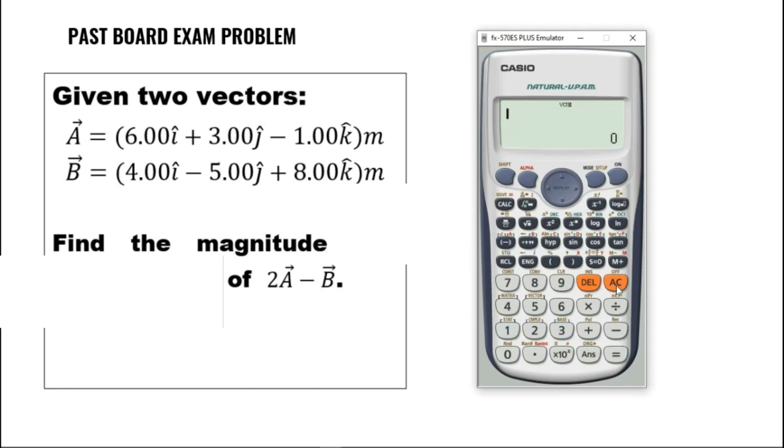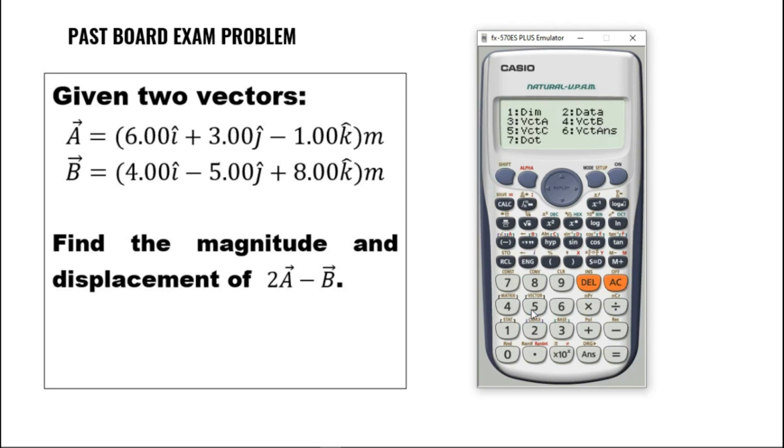Then AC lang, guys. AC, then shift vector. So we have here data. Data, we have here vector B. Input natin yung other vector. So siya din is a 3-dimensional. So we have here 4, negative 5, and 8. So you perform this method. So 2 times vector A minus vector B. So AC, you have here 2 times, so vector, so shift 5. Then vector A minus vector B. Then equals lang natin, guys.